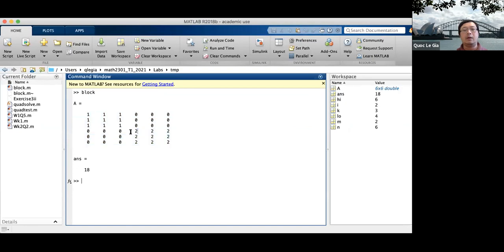And now the last command is just the number of non-zero elements. So when you write out nnz, this just means the number of non-zero elements. You can see that you have 9 entries here and another 9 entries here. So totally 18 non-zero entries.